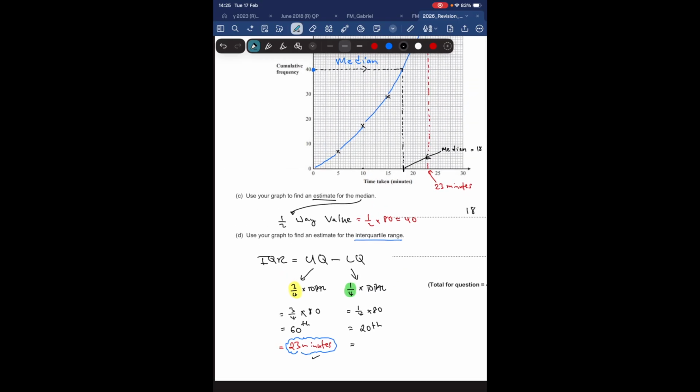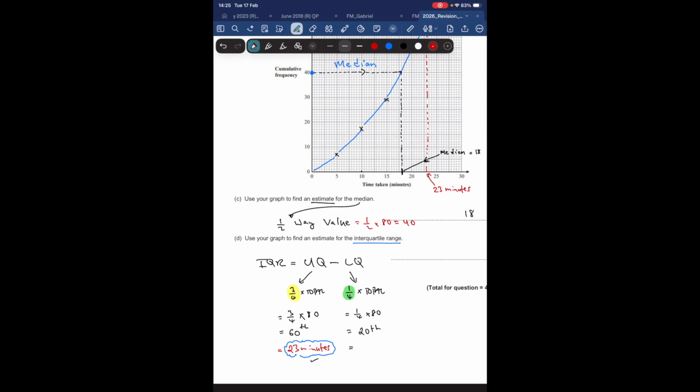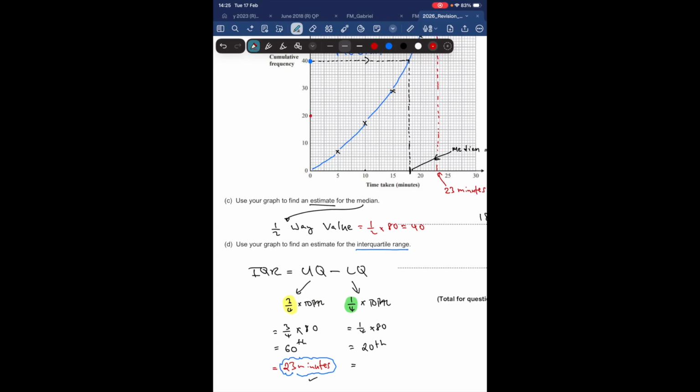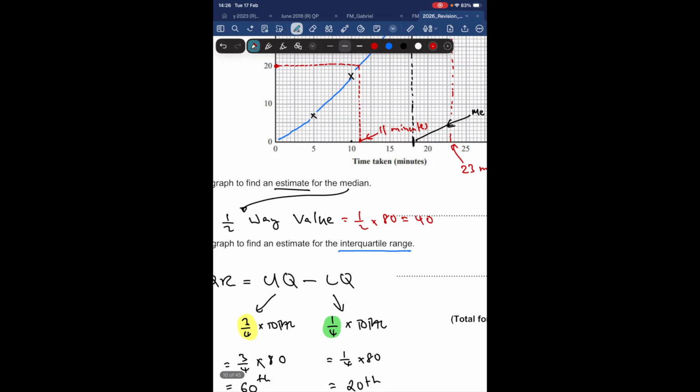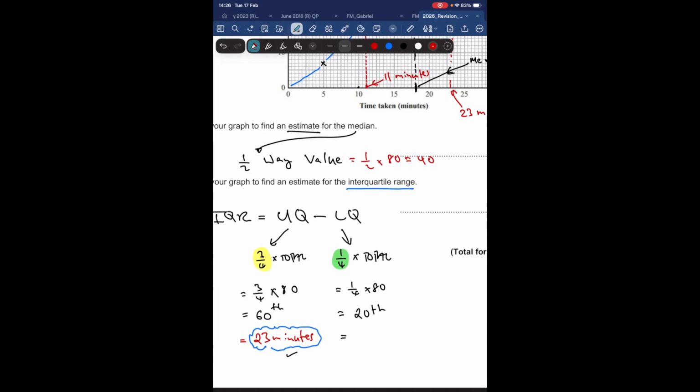The lower quartile you do in a similar way. This time we go up to the 20th value, which is here. We go across, and then we go down and we read off the value. And from my graph, this is going to be about 11 minutes. So the lower quartile from my graph is going to be about 11 minutes.